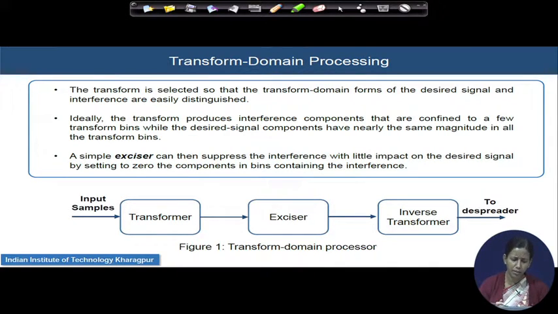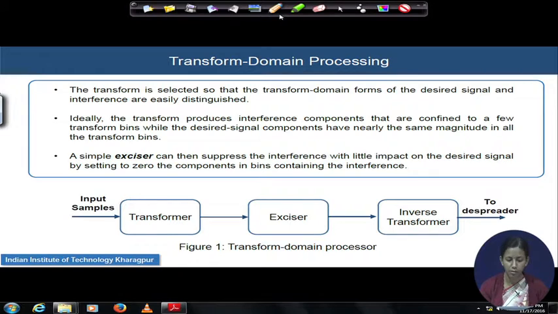Fundamentally, when the transform processing is done, if I look at the different bins in the transformed domain, you will find that the interference components are confined to certain bins rather than spreading over all the bins. And if I look at the amplitude of the desired signal component and the amplitude of the interfering components, you will see the amplitude of the desired signal is uniformly constant over the multiple bins.